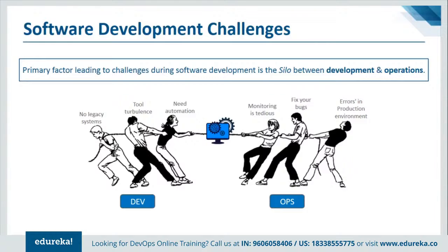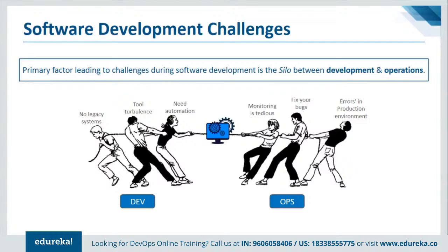The primary factor leading to challenges during software development is the silos that exist between the development team and the operations team. As you can see from the image here, it's a very similar scenario in the industry, where you have the development team on one hand and the operations team on the other, and they always have tussles. They always take blows at each other, have disagreements, and point fingers at each other whenever there is some kind of mishap.